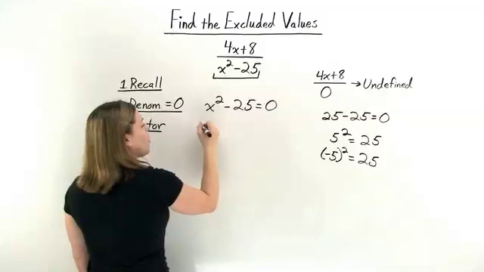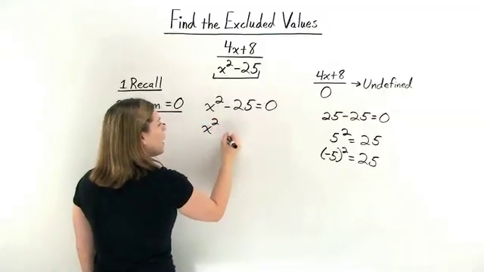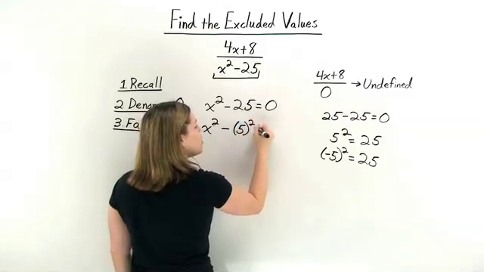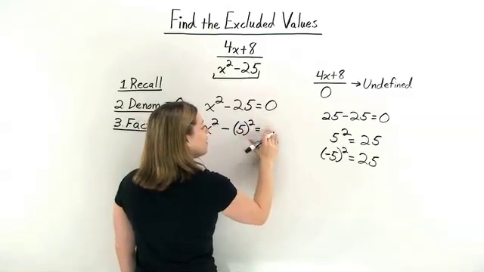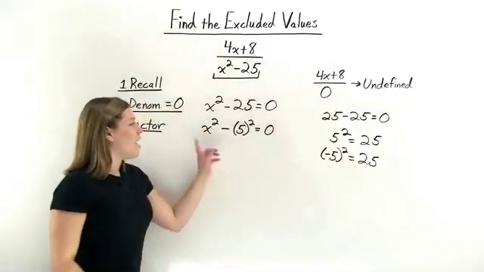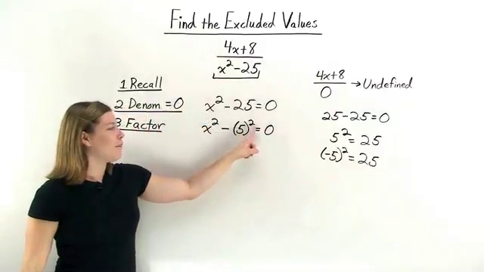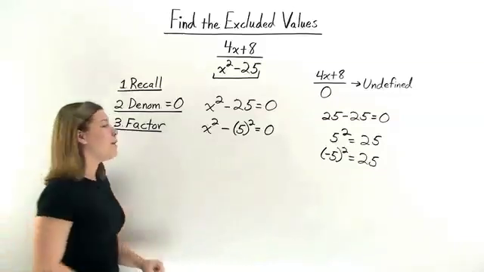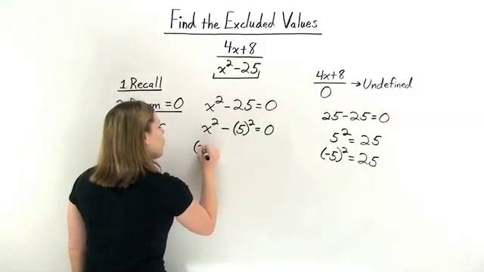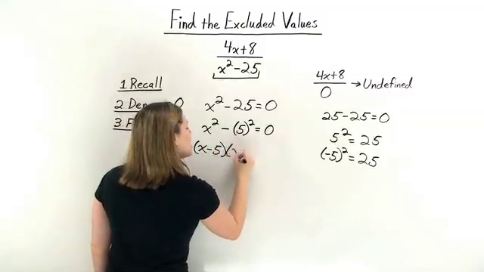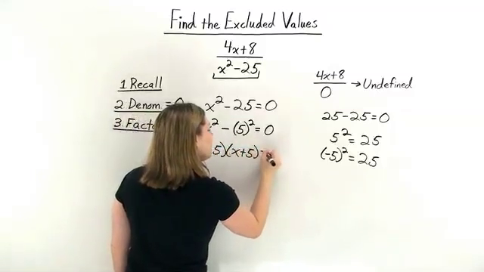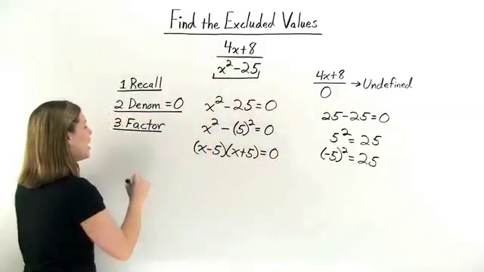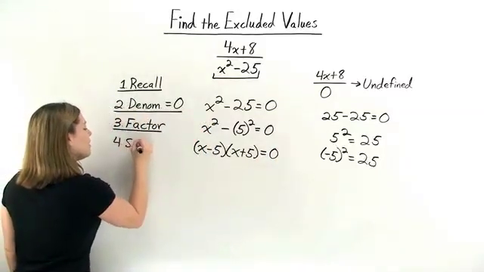Here we can see we have x squared, so that's something squared. And we can take 25 and rewrite that as something squared too. 5 squared is 25. So we have something squared minus something squared. We have a difference of squares problem. If we apply the difference of squares formula, we get x minus 5 times x plus 5. So now, to find the excluded values, we need to take this equation and solve it for x.